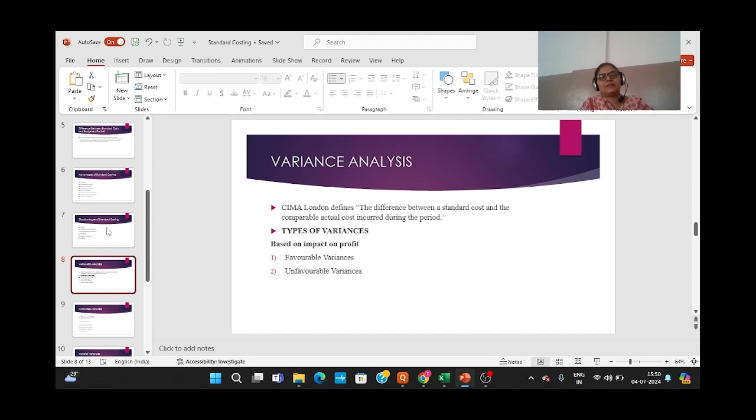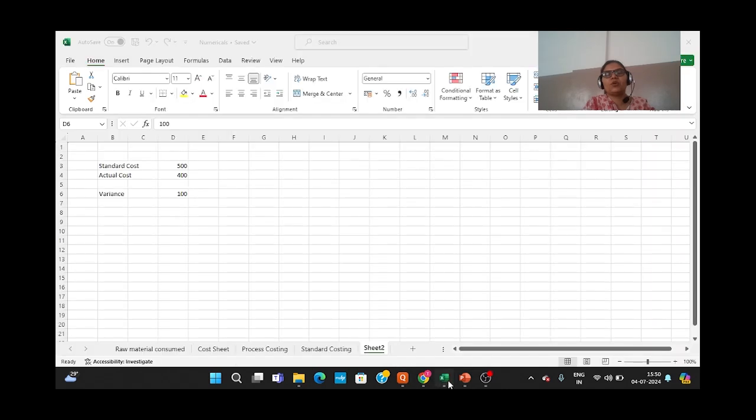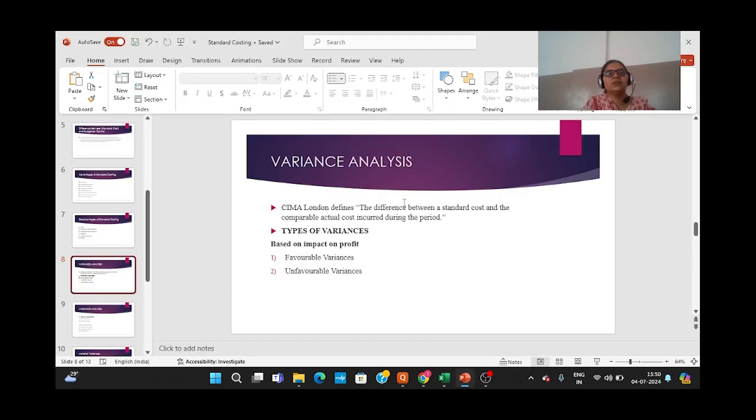Variance analysis. The difference between standard cost and comparable actual cost incurred during the period. In simple terms, as we have discussed in a numerical example, the difference between standard cost and actual cost is known as variances. Now, what are favorable variances and unfavorable variances?